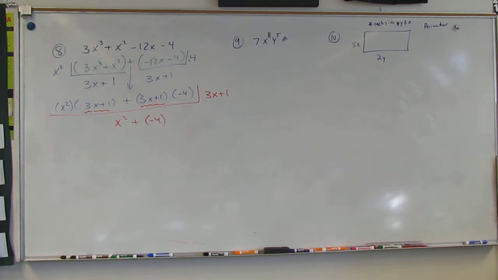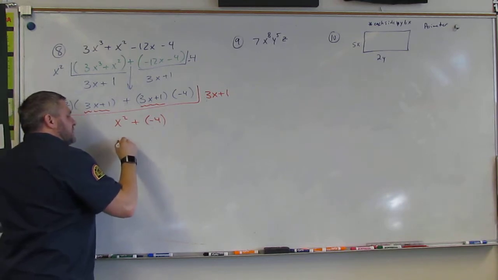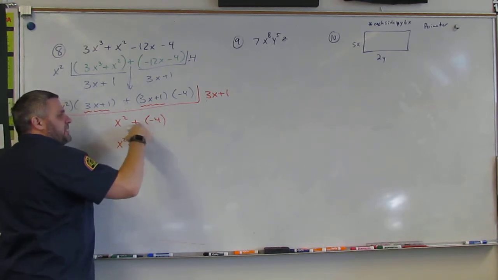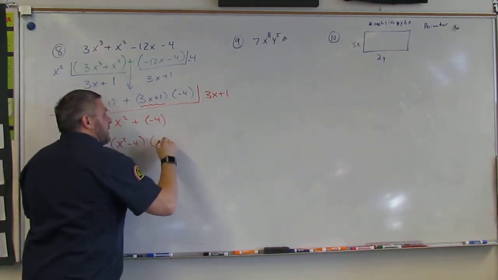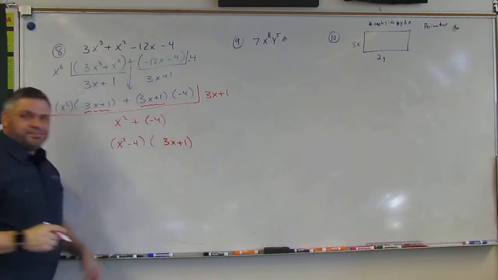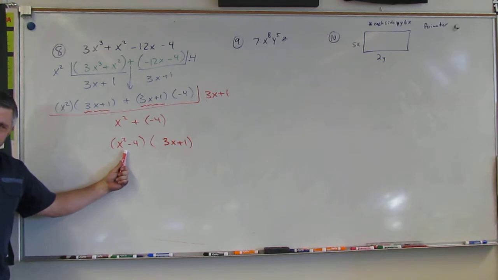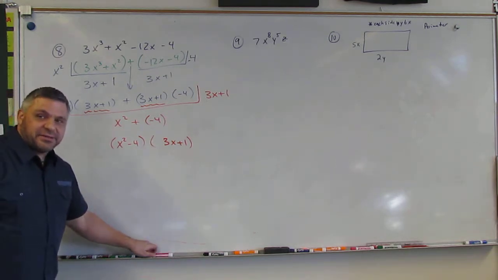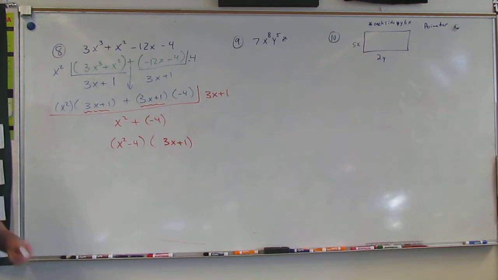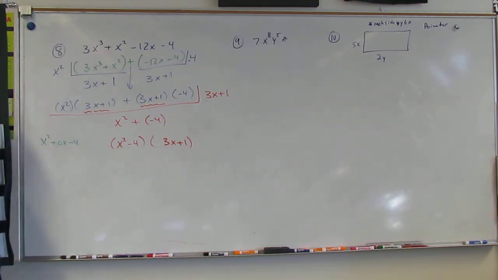Alright. Now, I have x squared minus 4, because a plus minus is minus. And I have 3x plus 1. Can I factor this? I have to ask myself that. This time I can. This one can be factored. Now, there are 2 ways of factoring this. One, you can go x squared plus 0x minus 4.